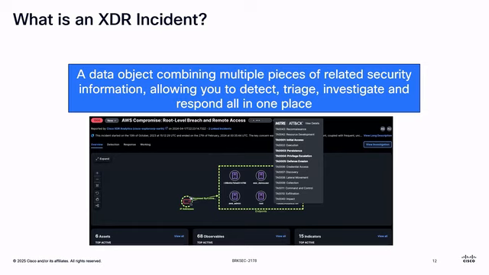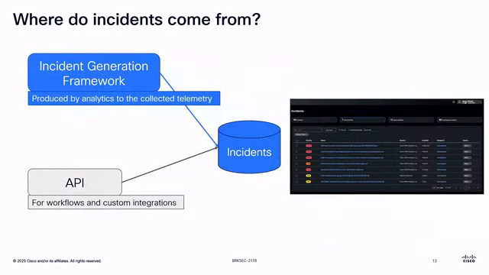What is an incident? In my pipeline before, data comes into analytics, we create an object called an incident, and then you go to a response. An incident, functionally speaking, is a data object combining multiple pieces of related security information, allowing you to detect, triage, investigate, and respond all in one place. I actually went into the help file to find out what that definition really is. But really, I added the part about data object. And the data object is key because that describes where it comes from.